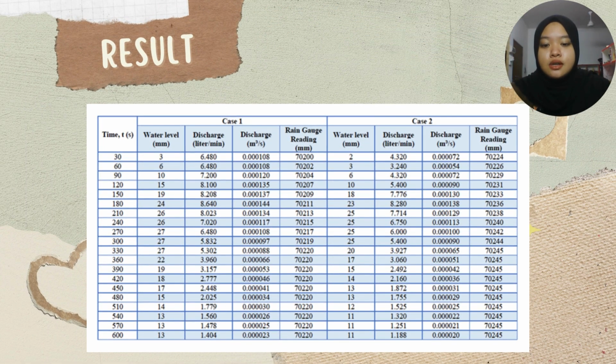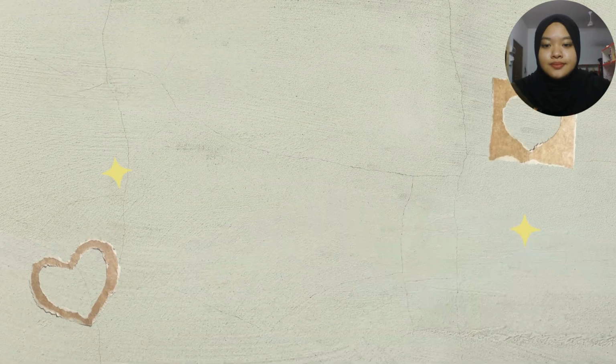This is the result for the basic hydrology lab. The data was recorded every 30 seconds, which includes case 1 and case 2. We need to record the water level, discharge, and rain gauge reading.